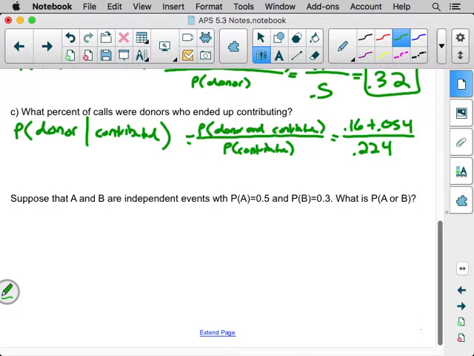All right? So if we calculate this out, 0.16 plus 0.054, then divide that by 0.224, 0.9554. So of the contributors, 95.54% of them were already donors, either recent or past.